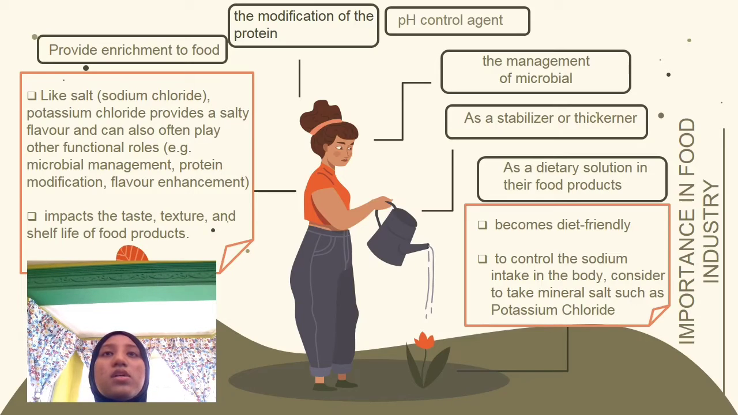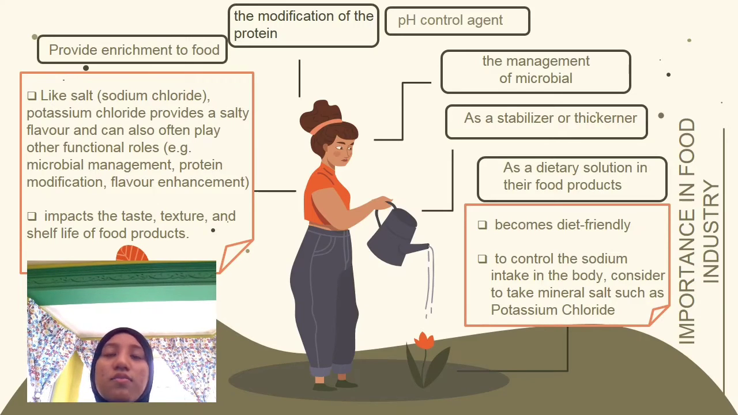Second, the modification of the protein. Third, the management of microbiome. Fourth, pH control agent. Fifth, as a stabilizer or thickener, and the last one as a dietary solution in food products. In a dietary solution, it can become diet friendly, and it also can control the sodium intake in the body. Consider taking mineral salt such as potassium chloride.